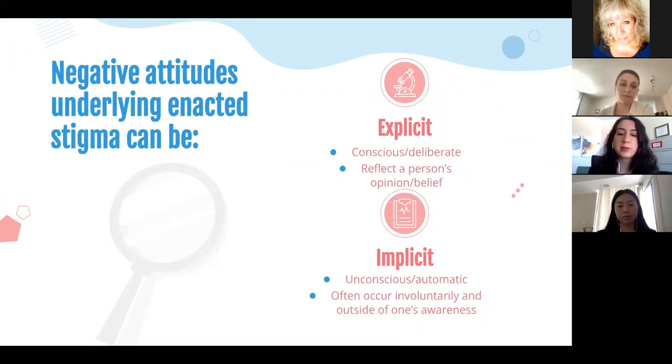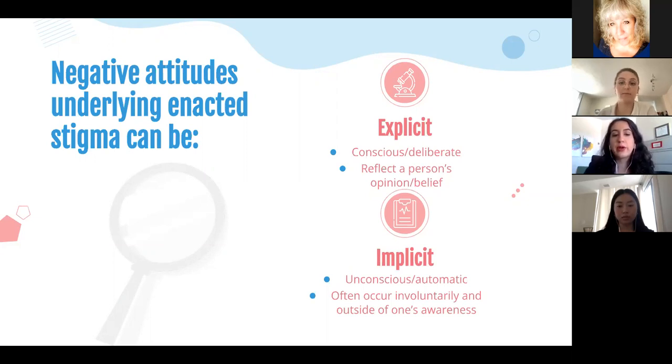So when we talk explicit, that would mean that it is conscious or deliberate and reflects a person's opinion or belief. And that could be, as I said, through derogatory jokes. In fact, in many Western cultures, it is quite acceptable for people with obesity to be the source of derogatory humor and thus may be openly and unquestionably portrayed as lazy, gluttonous, and undisciplined. And this can occur in movies, TV shows, comedy skits, and unfortunately, even in healthcare settings.